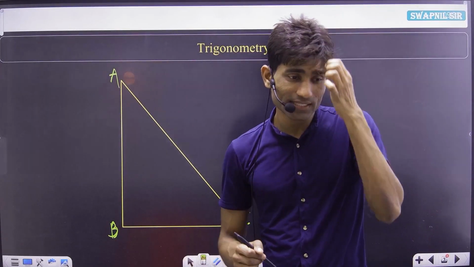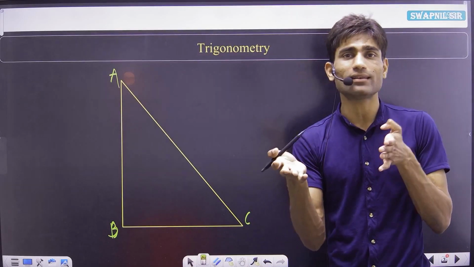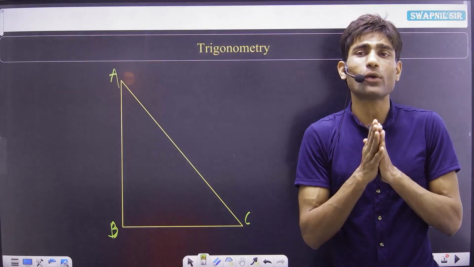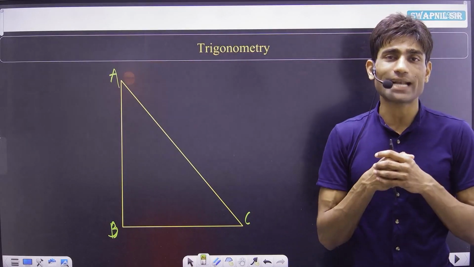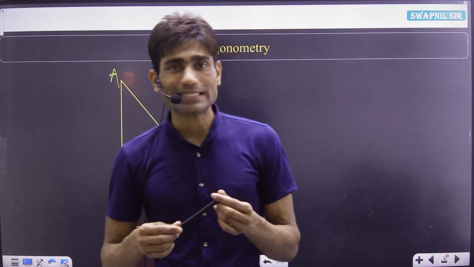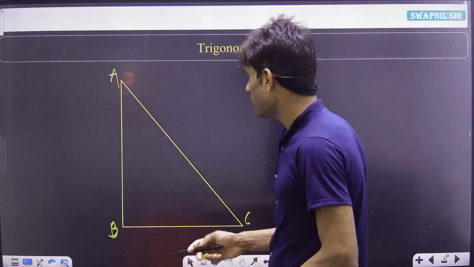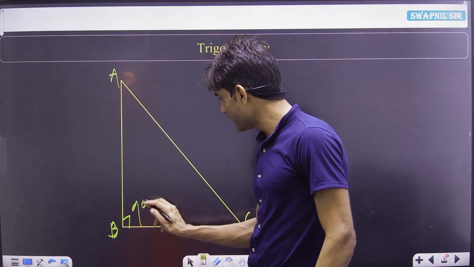As we can see, this one is our right angle triangle. If you have an obtuse angle triangle or an acute angle triangle, first of all you have to convert it into a right angle triangle, plot the height so that you get the triangle in the form of a right angle triangle, and then proceed further with your calculations. Here I already have a right angle triangle, in which one of the angles we know is 90 degrees.